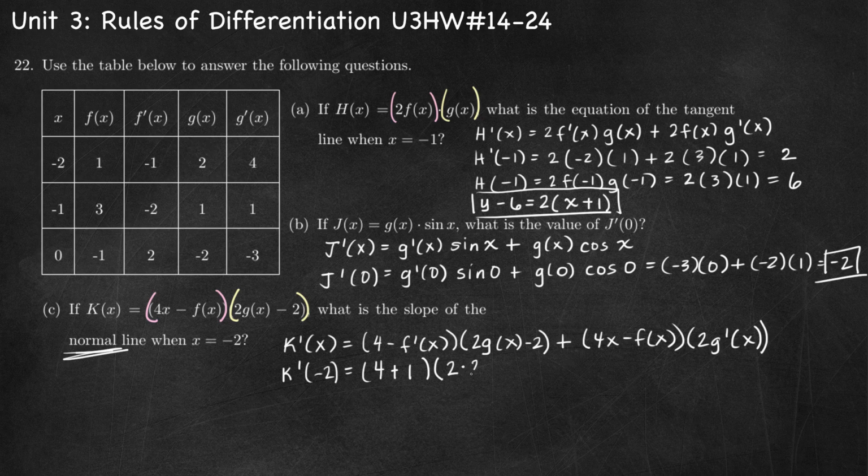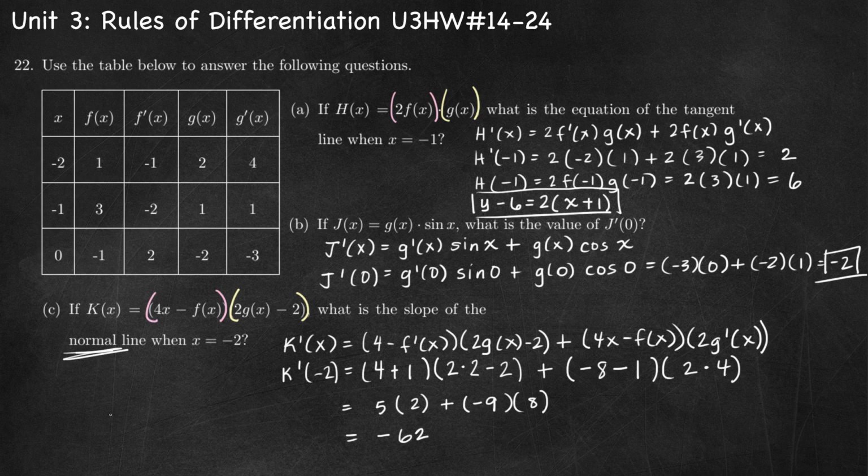So 2 times 2 minus 2, plus, and then 4 times negative 2 is negative 8, minus f of negative 2. F of negative 2 is 1, times 2 times g prime of negative 2. G prime of negative 2 is 4. All right, so we've got 5 times 2 plus negative 9 times 8. So we have 10 minus 72 equals negative 62. That's the slope of our tangent line. So the slope of the normal line is going to be the opposite, so positive, reciprocal, 1 over 62.